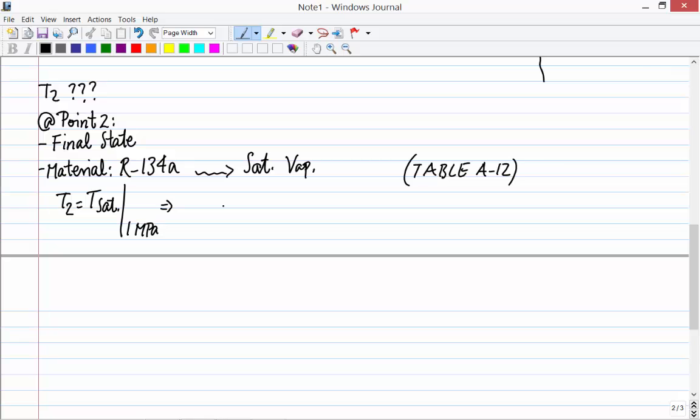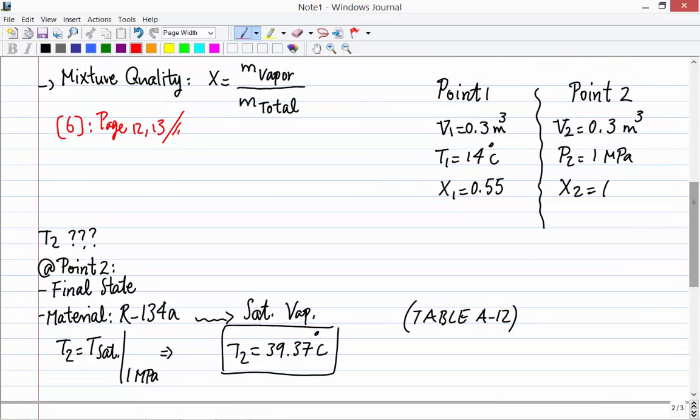Therefore, T2 is 39.37 degrees C. Okay, here is the answer. And I need to update my summary table with the red color. T2 is, I just got it, 39.37 degrees C. I might need this in the future, so I will add it to my summary table.